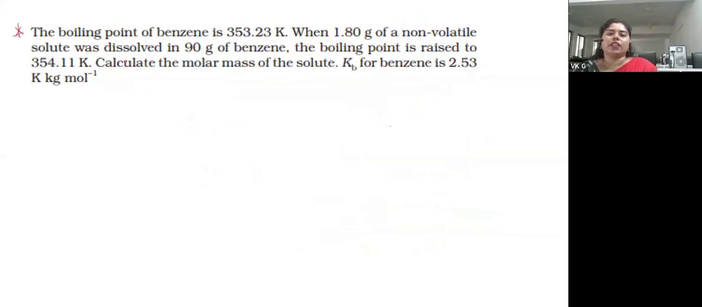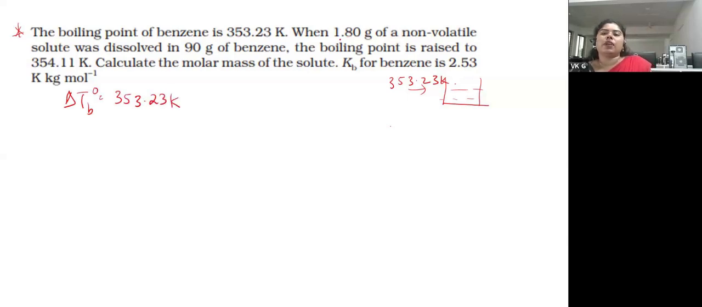Boiling point of benzene is 353.23 Kelvin. So again, they have taken pure benzene. Pure benzene is there, what is its boiling point? 353.23 Kelvin. So that is pure, and pure we take as TB0. That is 353.23 Kelvin. Next, 1.8 gram of non-volatile solute, we have added a non-volatile solute. Solute 2, again it is W2, how many grams? 1.8 gram. Next, was dissolved in W1, how many grams? 90 gram of benzene.